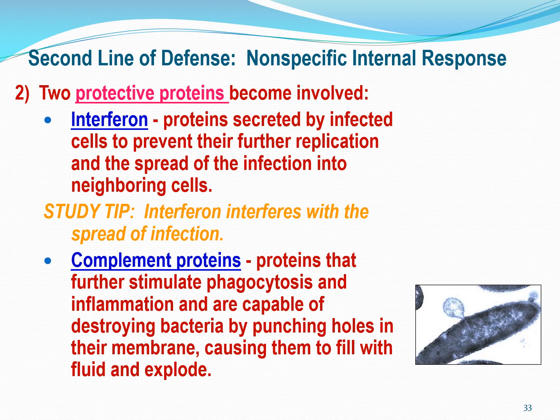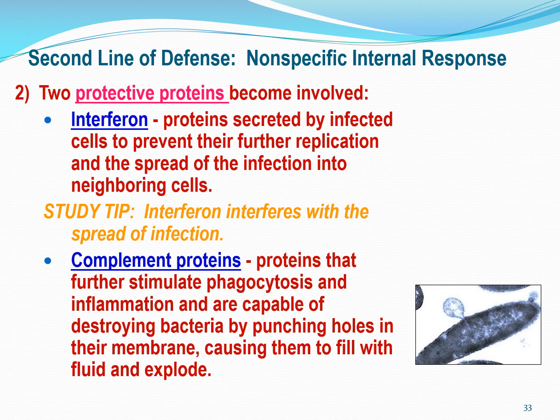So now we're going to move on. We're still talking about this second line of defense, right? Non-specific internal response. We need to know the difference between the first line of defense and the second line of defense, and we need to know the difference between the non-specific and the specific. So 2 protective proteins become involved, okay? Interferon, which is a protein secreted by infected cells to prevent their further replication and the spread of infection into neighboring cells. Okay? Little study tip: interferon interferes with the spread of infection.